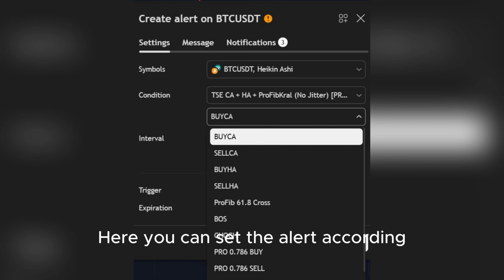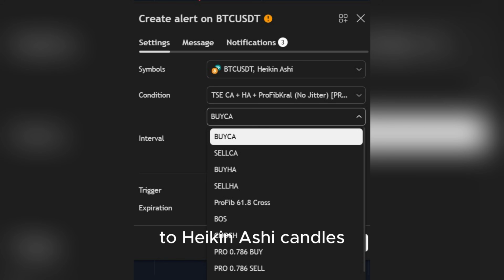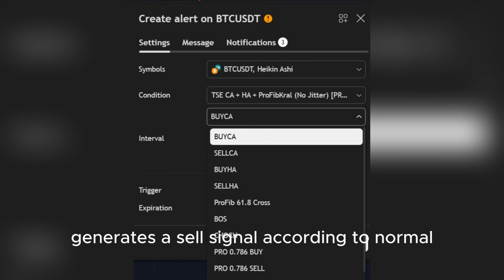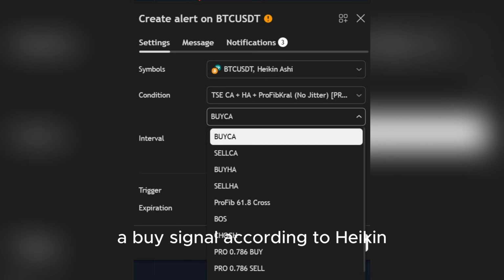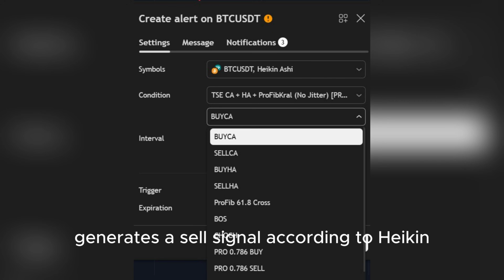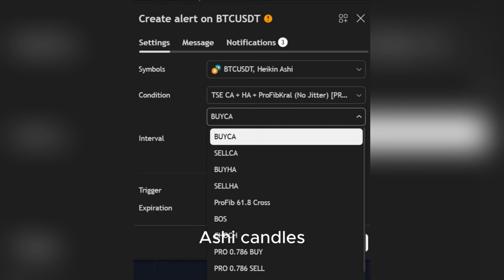Here you can set the alert according to Heikin Ashi candles. At the same time, if you want, you can also set alerts according to normal candles. The alert settings available in this indicator are: Buy CA generates a buy signal according to normal candlestick candles. Sell CA generates a sell signal according to normal candlestick candles. Buy HA generates a buy signal according to Heikin Ashi candles. Sell HA generates a sell signal according to Heikin Ashi candles.